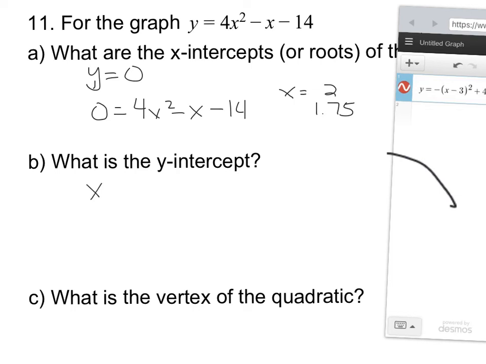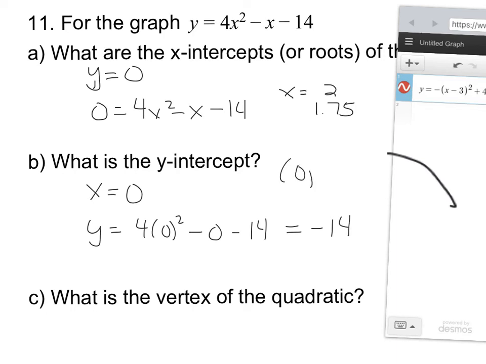The y-intercept is going to be when x equals 0. So in this case, this makes it really nice. So y equals 4 times 0 squared minus 0 minus 14. So that's just going to give us negative 14. That's why I knew the y-intercept was (0, -14), even though it was kind of covered on the graph.